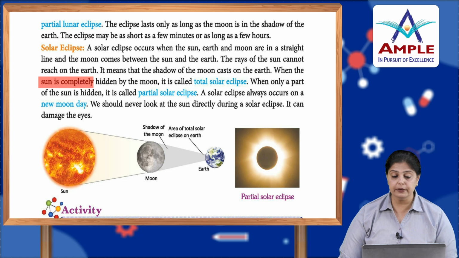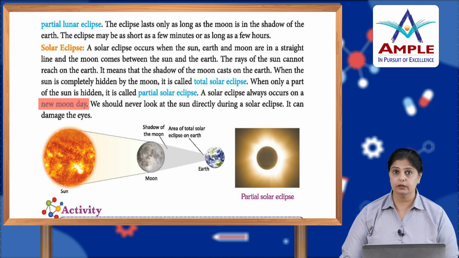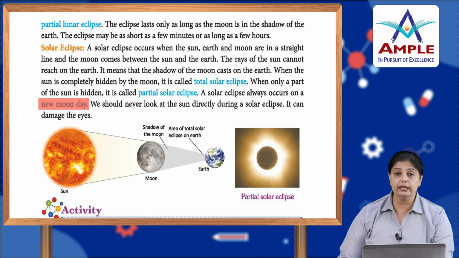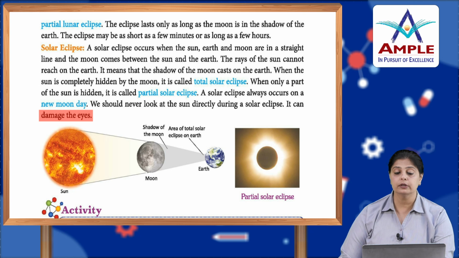When the sun is completely hidden by the moon, it is called a total solar eclipse. When only a part of the sun is hidden, it is called a partial solar eclipse. Solar eclipse always occurs on a new moon day. So, whenever there is a new moon day, that's when the solar eclipse occurs. We should never look at the sun directly during a solar eclipse. It can damage the eyes because of the rays coming out. You can look at the diagram to figure out how it looks.